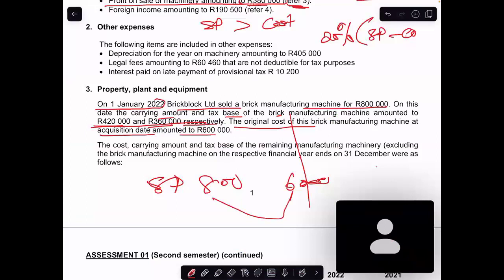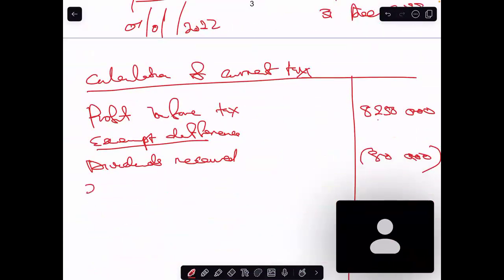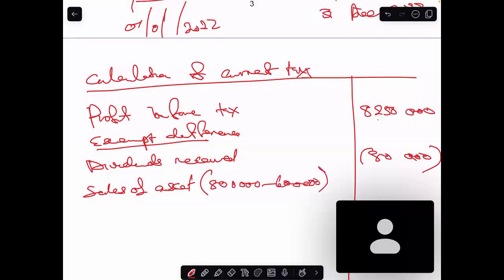Do we all agree that we sold this asset above its historic cost price? Yes. So now we need to deduct that 20%. We're going to say sale of asset, or capital gain. I prefer to say sale of asset. Selling price is 800, cost is 600, then times 20%. That is 200 times 20%, that's 40,000.